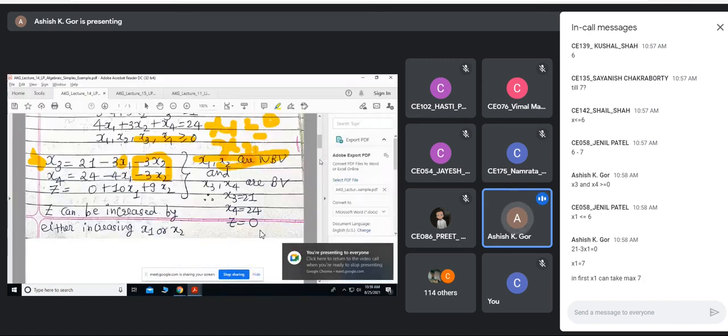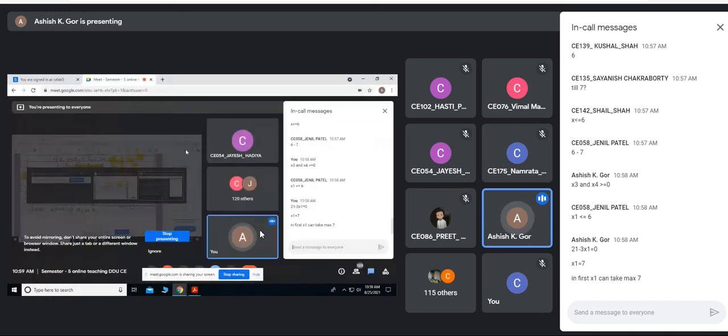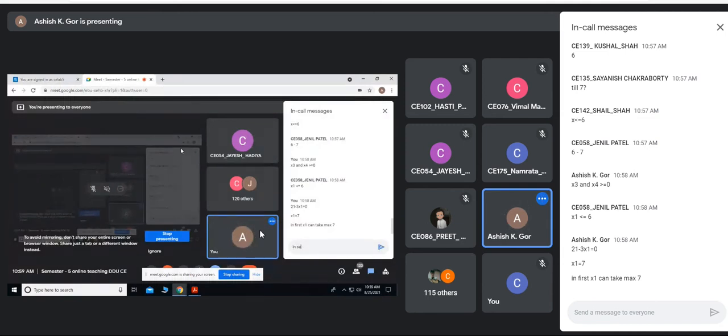And the same way, in the second, x1 can go up to 6 only. 24 minus 4x1 equal to 0 means x1 can be 6. If you take greater than 6, let's say x1 equal to 7, then x4 would go negative: 24 minus 28 is minus 4. So in the second equation, x1 can take a maximum value of 6.